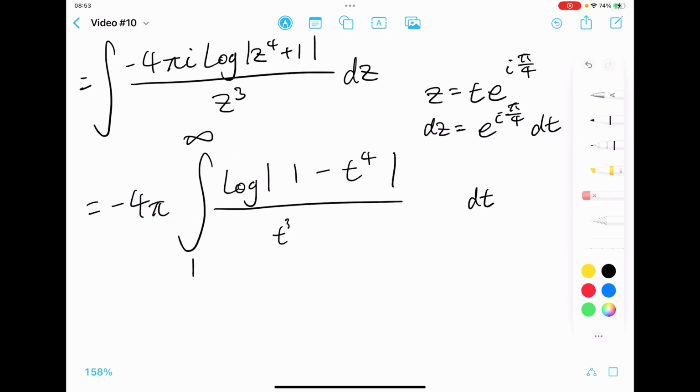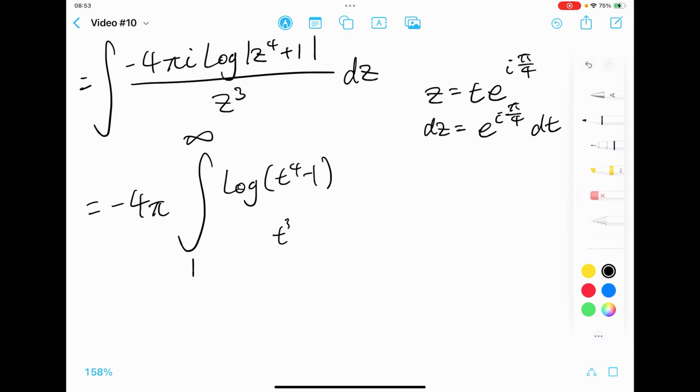And let's fix the log a bit. So t ranges from 1 to infinity. t is bigger than 1, so the thing inside must be always negative. So let's flip that because we have an absolute value. So that's going to be log of t to the 4th minus 1. And let's shrink that fraction a bit. And because we're back to real numbers, that can just be a natural log.